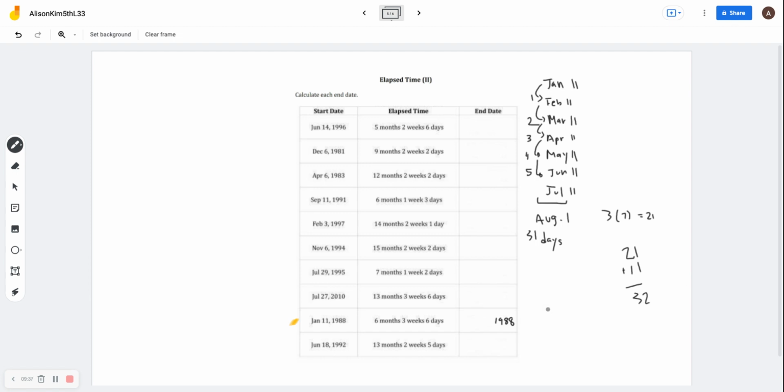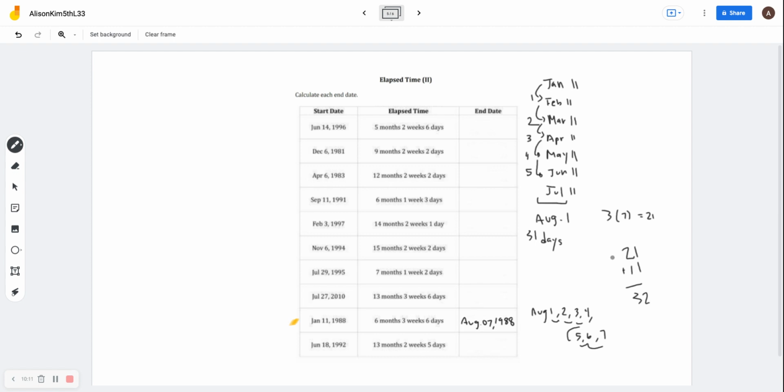And then now it just says 6 days. So let's do it. August 1st, 2nd, 3rd, 4th, 5th, 6th, 7th. So that's 1, 2, 3, 4, 5, 6. So it's August 7th. It should be August 7th, 1988.